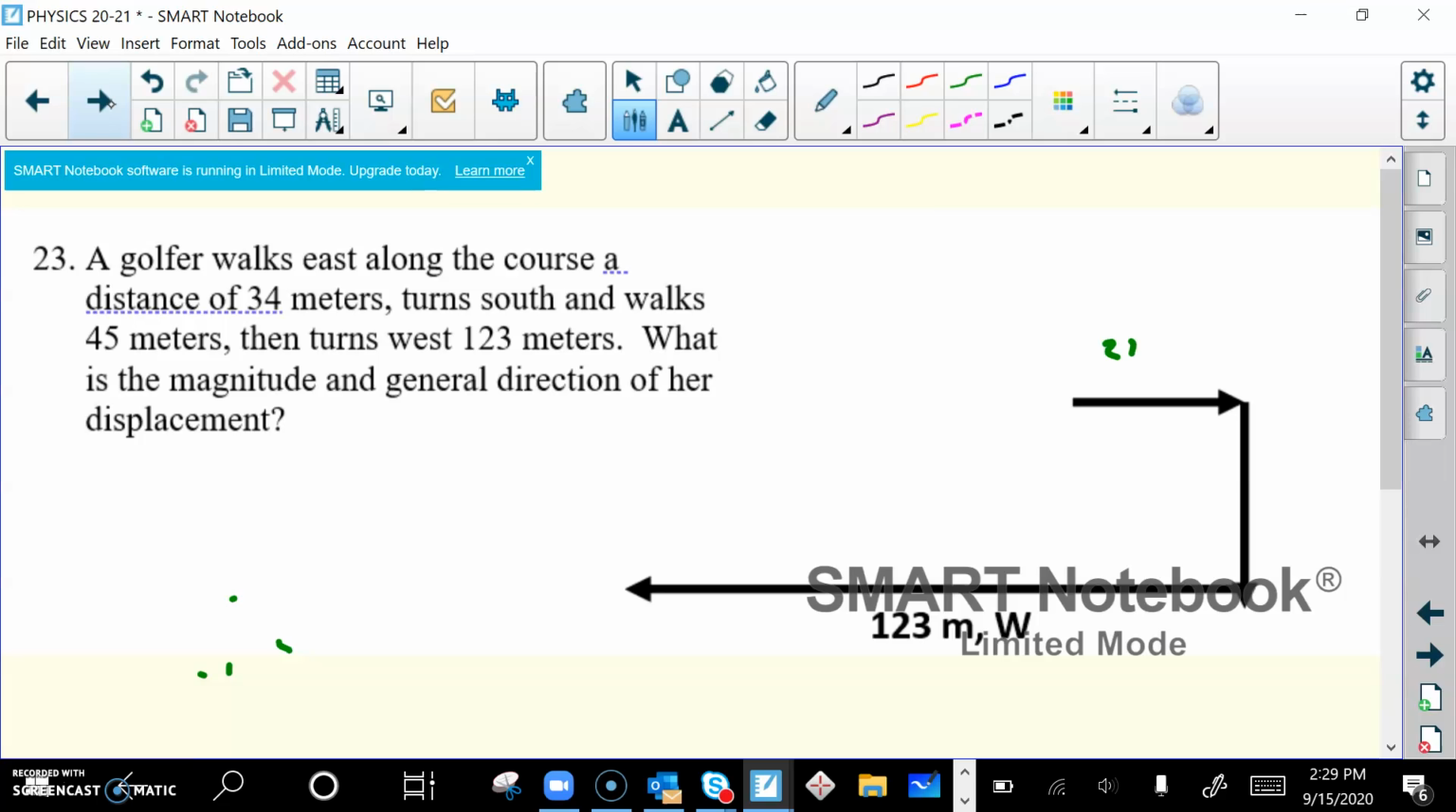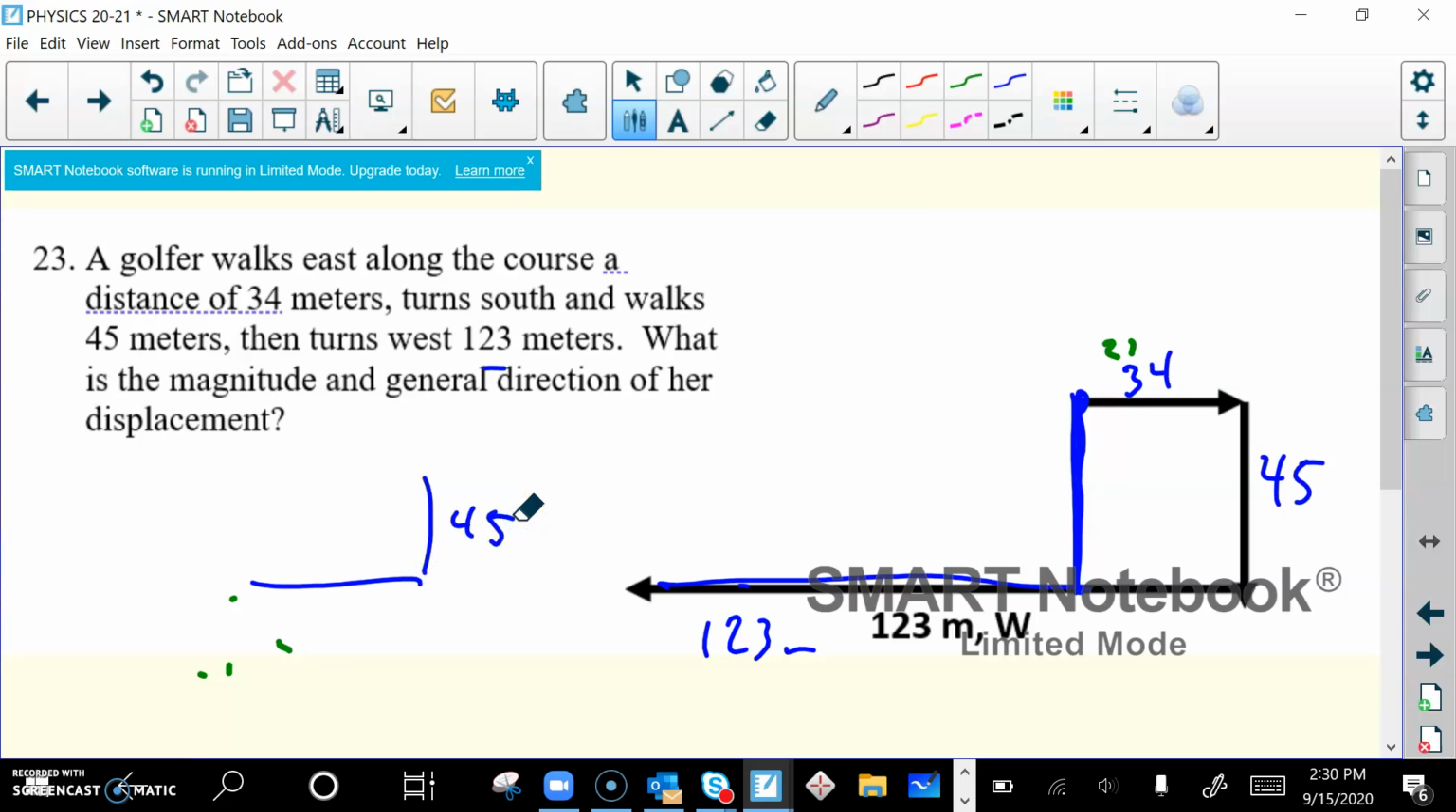Next one, same thing, but this time the triangle looks like this. And it reads, he's going 34 meters, and then he goes 45 meters, and then 123 meters. So if you were to draw this right triangle again, this side is 45. This side down here, it's not 123. 123 is from here to here. 34 is from here to here.